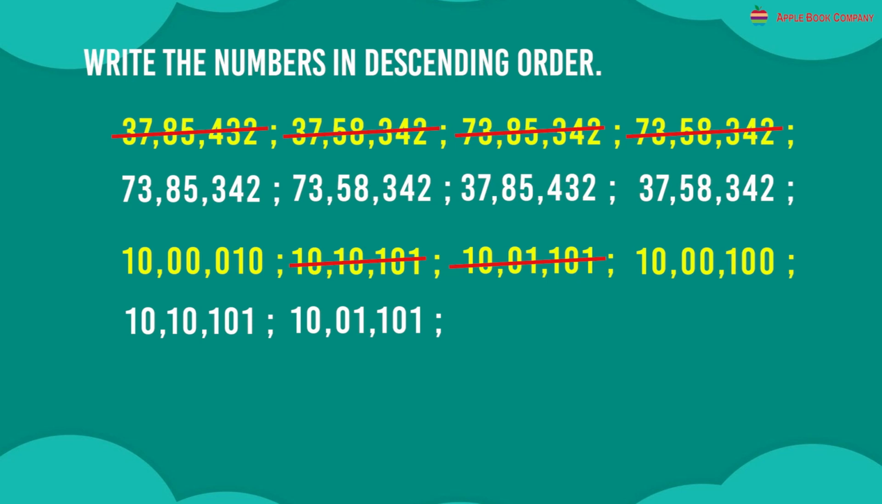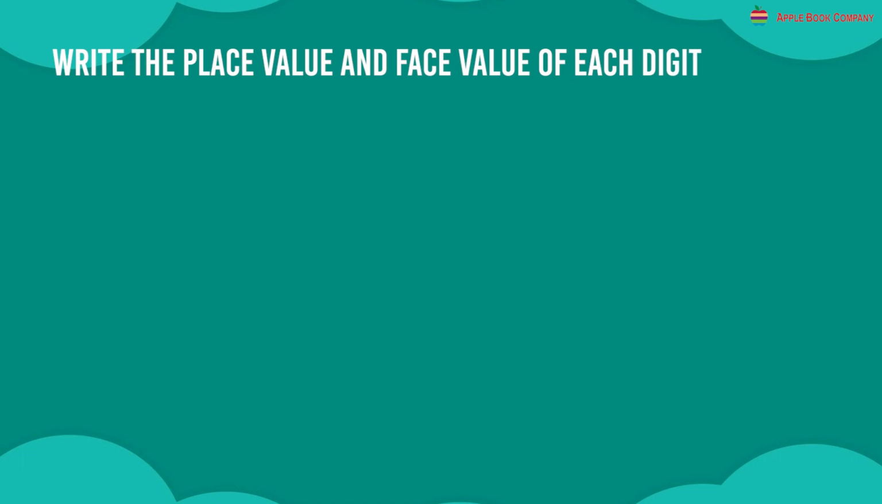Since 1 is greater than 0, the next number will be 10,100,000 and the last number in the sequence will be 10,10,000. Write the place value and face value of each digit in A347. The place value of 8 in A347 is 8,000. The place value of 3 in A347 is 300.